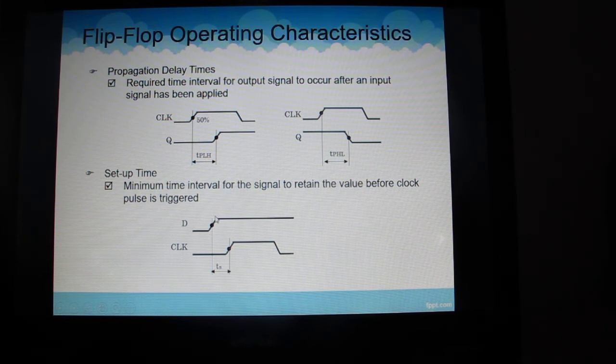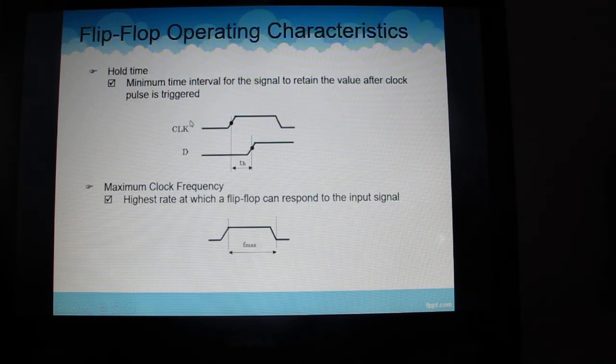Alright, so this we call the time setup. Okay, this is our D, and then this is our clock. So you can see the 50% to 50% here we call the TS, time setup. Okay, and then next we have the hold time. So hold time is the minimum time interval for the signals to retain the value after the clock pulse is triggered. Okay, so this is our clock and this is our D. So this one 50% to this one 50%, this one we call the hold time. Okay, hold time.